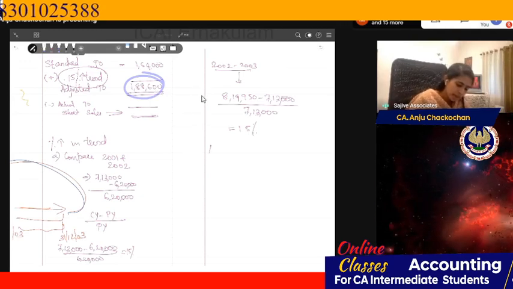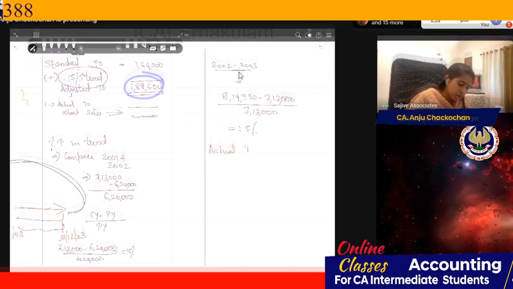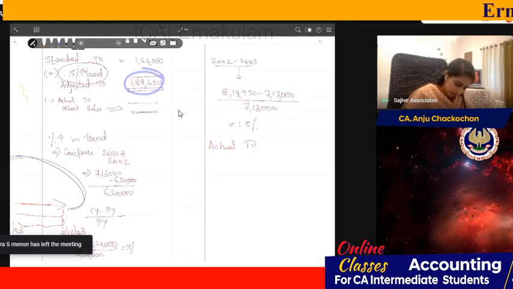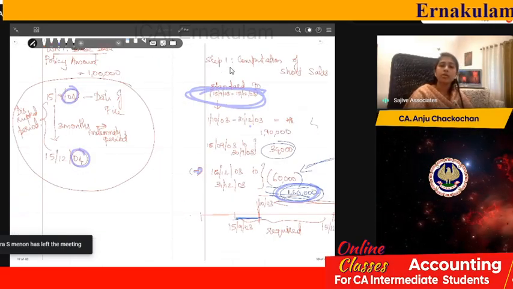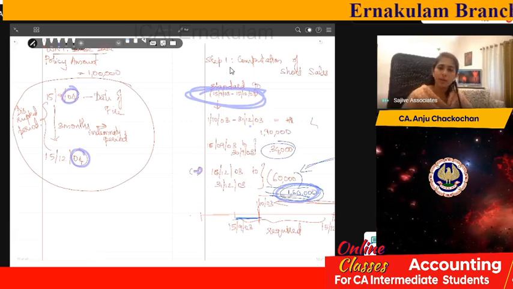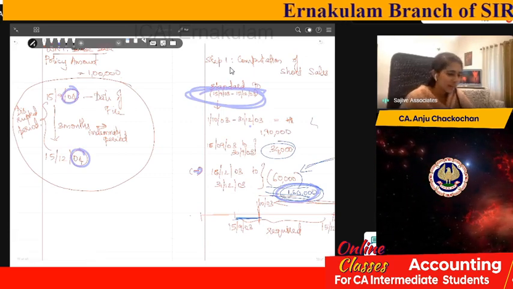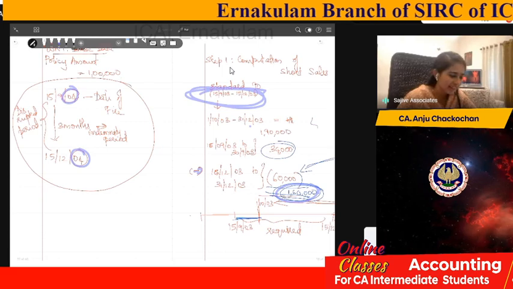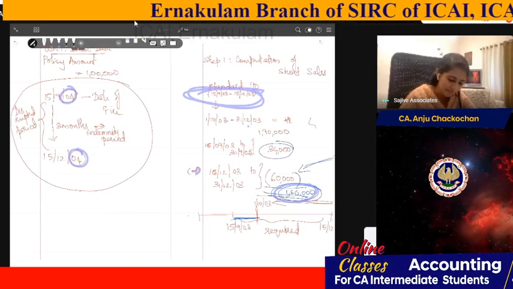Okay, so we need actual turnover. So actual turnover, the period will be, if it was 2003 when we computed standard turnover here, it will be 2004. 1,28,000. Okay, 1,28,000 is the correct answer, Shruti. Good.